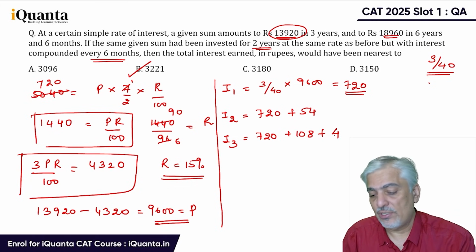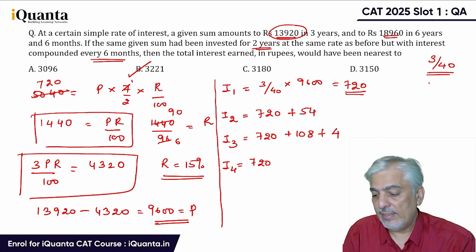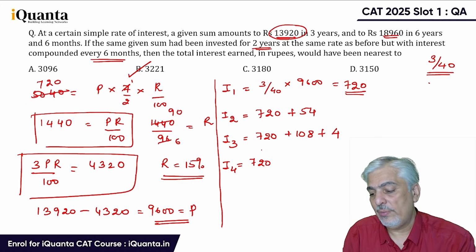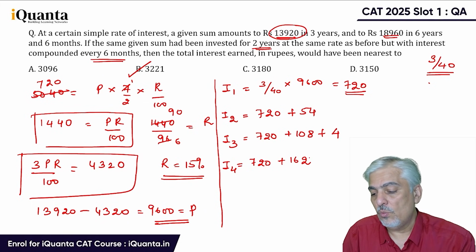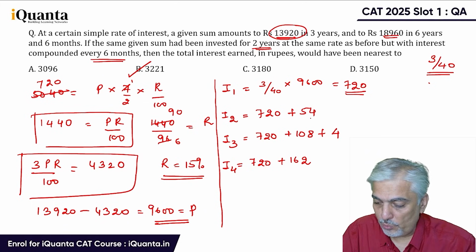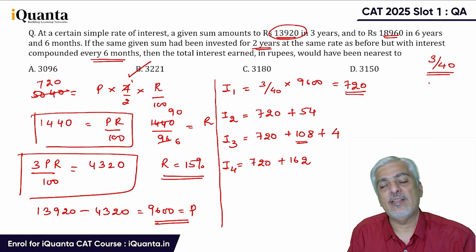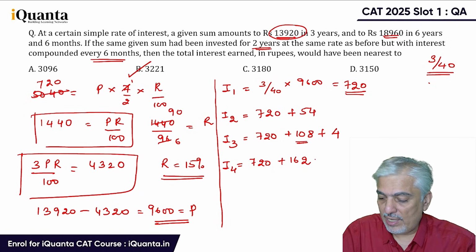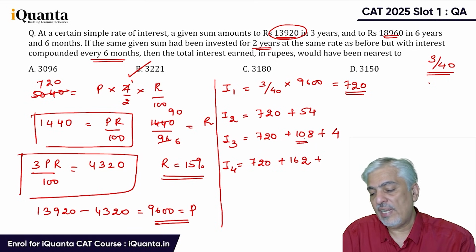That becomes interesting. In the fourth period, I will still get 720 on the original value. There are 3 720s on which I will get interest, which will be 162 rupees approximately. Now, what else? I will get 4 rupees on 54 and approximately 8 rupees on 108. So I will get approximately another 12 rupees. I'm discarding what I'll get on the 4. It's going to be a very small amount, so let's leave that.